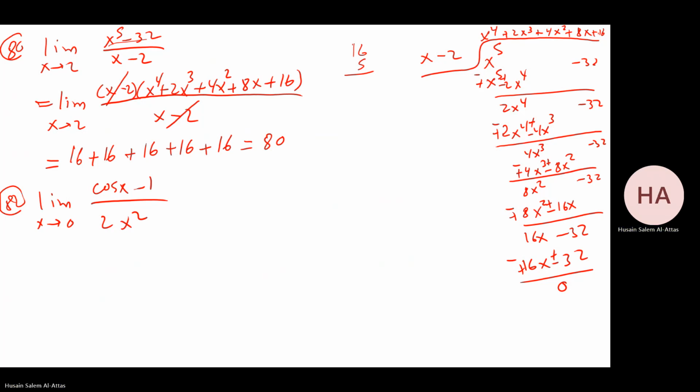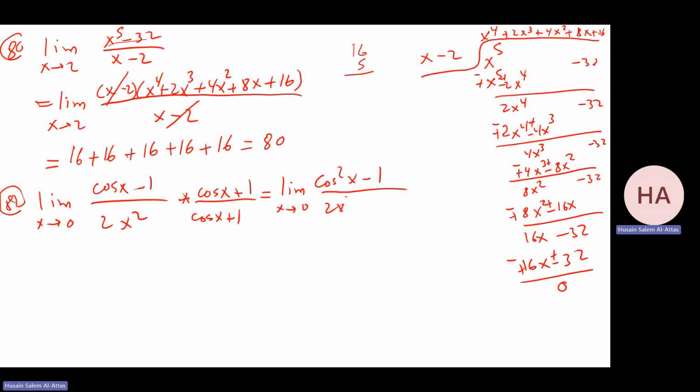Some people say, why not do it this way? You are still getting 0 over 0. This is 0 and this is 0, so it will be 0 over 0. You cannot do it. It will not help. So you need to rewrite this function by multiplying by (cosine x plus 1) over (cosine x plus 1). Now we can finalize it easily. That will be cosine squared x minus 1 over 2x squared times (cosine x plus 1).